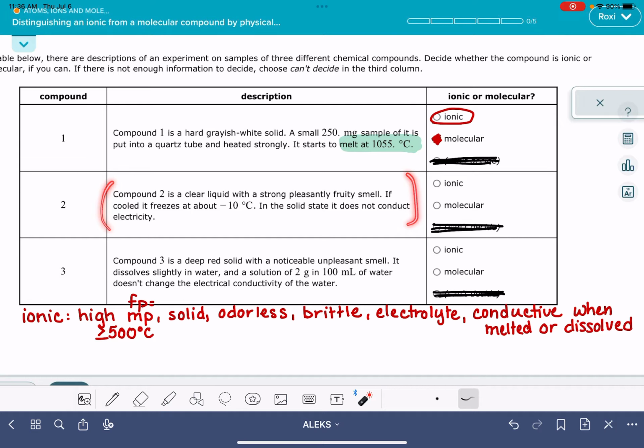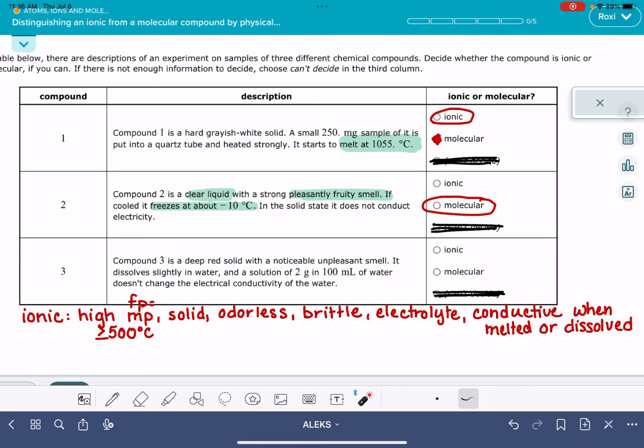Compound number 2 says it's a clear liquid with a strong, pleasant, fruity smell. First of all, ionic compounds typically aren't liquid, they're typically solids, and ionic compounds are typically odorless. So right here we have 2 things that are not characteristics of ionic compounds, and I'm going to say that this is molecular. But there are also some more hints in here. It says that it freezes at about -10 degrees, which is significantly less than 500, and it says that it does not conduct electricity, which is not super helpful because ionic compounds in the solid state a lot of times don't conduct electricity either.